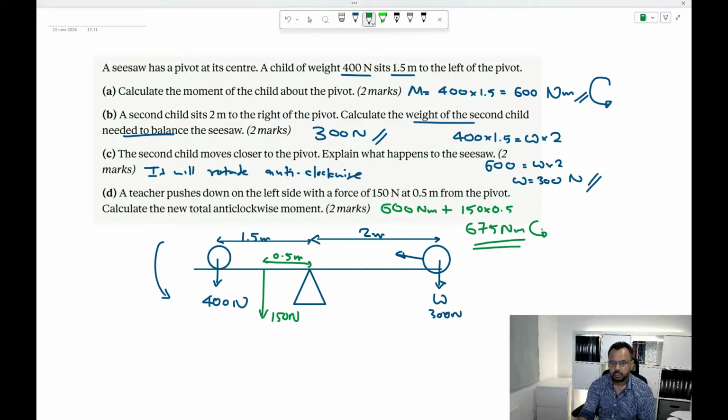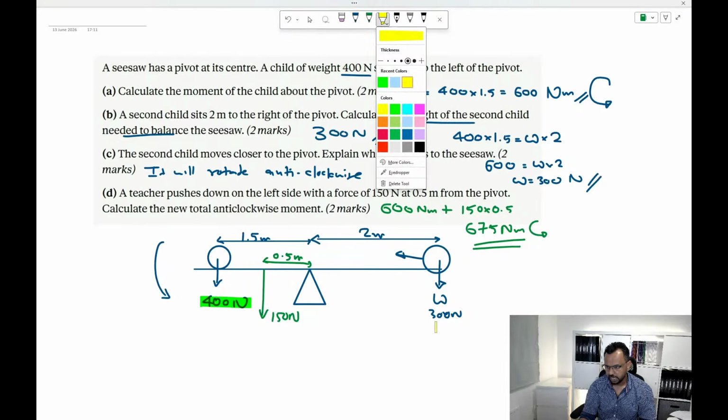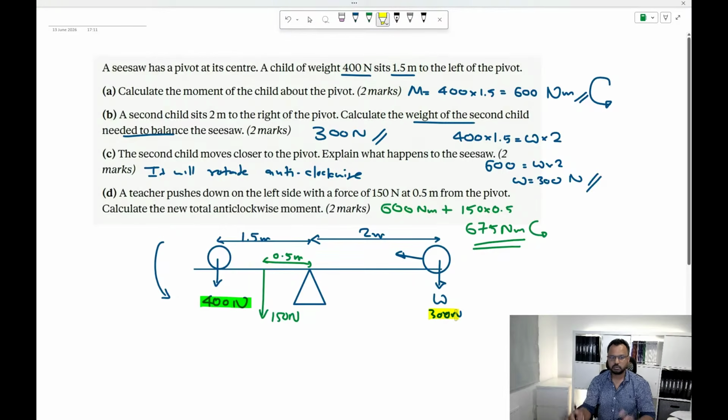Because, look at this one. The second child moves closer to the pivot. Now, this child is heavier, right? 400. This guy is heavier. This child is lighter, 300. The 300 guy at 2 meters can balance. But the moment that child comes closer, the moment reduces, right? The moment on the left is bigger, so it tilts. Make sense?